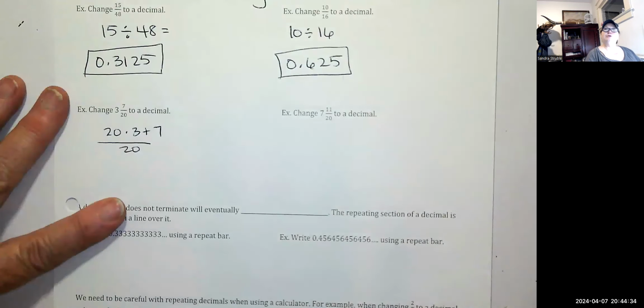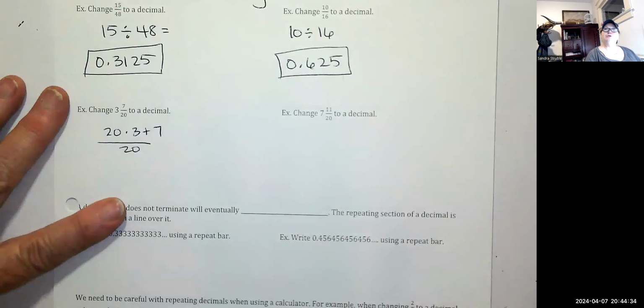We already know how to do this because we just came off of this from our exam. So 20 times 3 is 60. 60 plus 7 is 67 over 20. And then we would divide that. 67 divided by 20 is 3.35. And that's the answer.